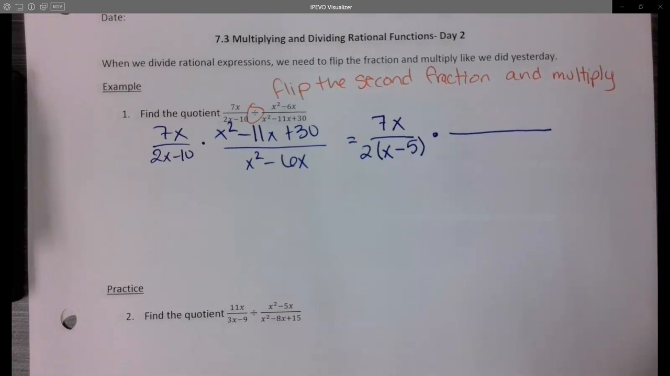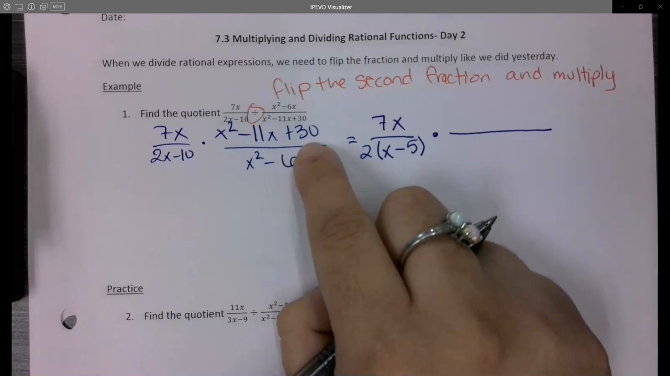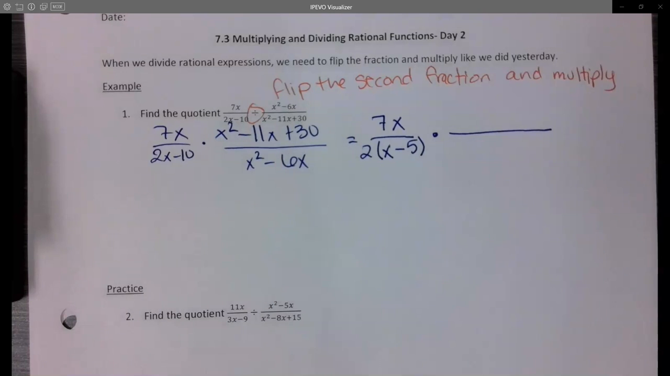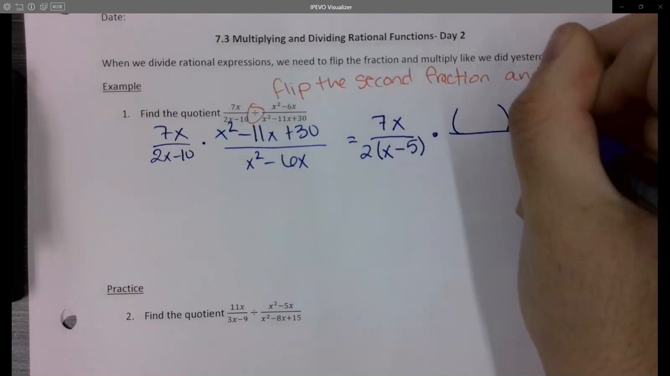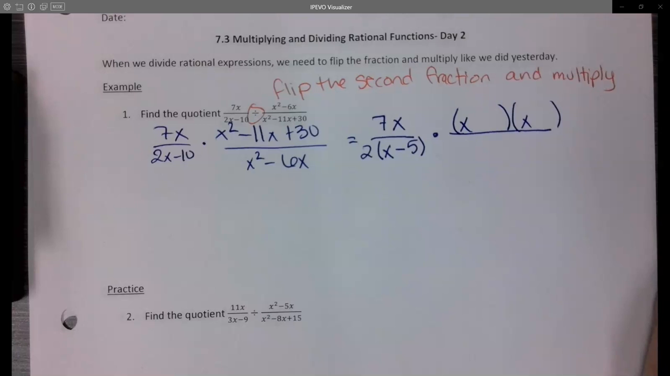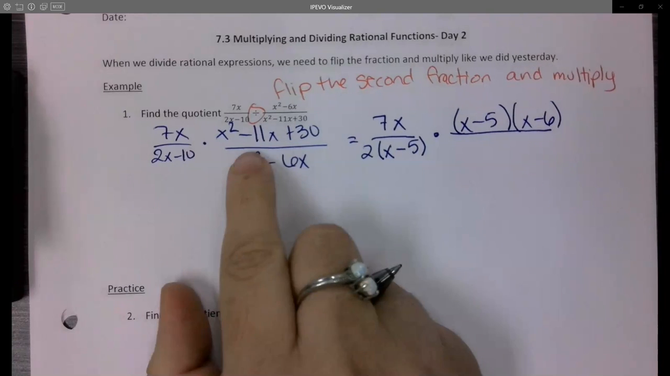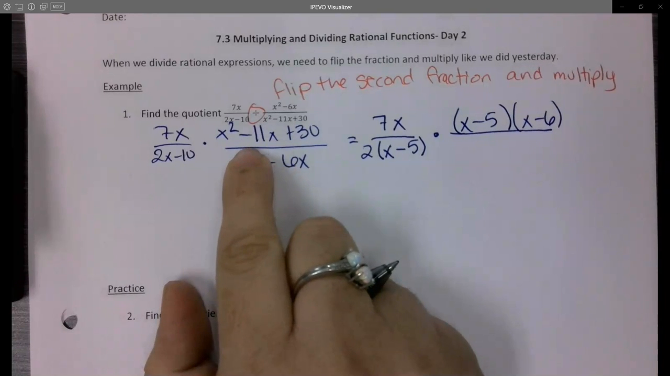Okay. Then for my top part of the fraction, I'm looking for what multiplies to positive 30 and adds up to negative 11. So what two numbers give me that? Positive or negative? Negative. So I want negative 5 and negative 6 because they need to add up to negative 11. So they both need to be negative.